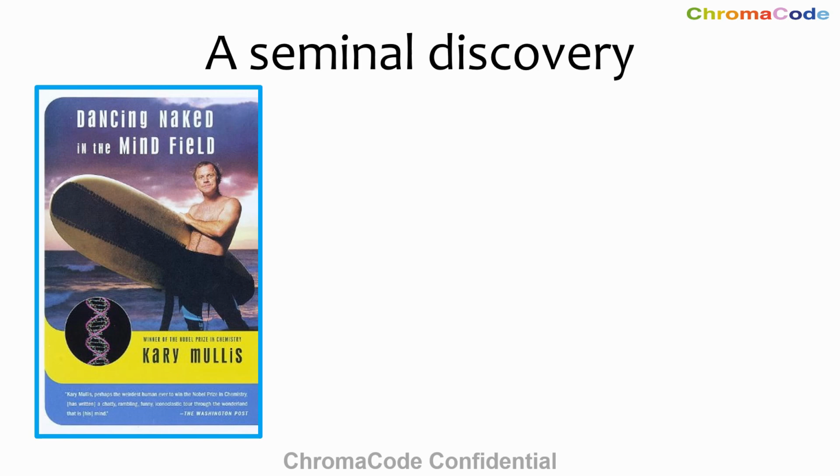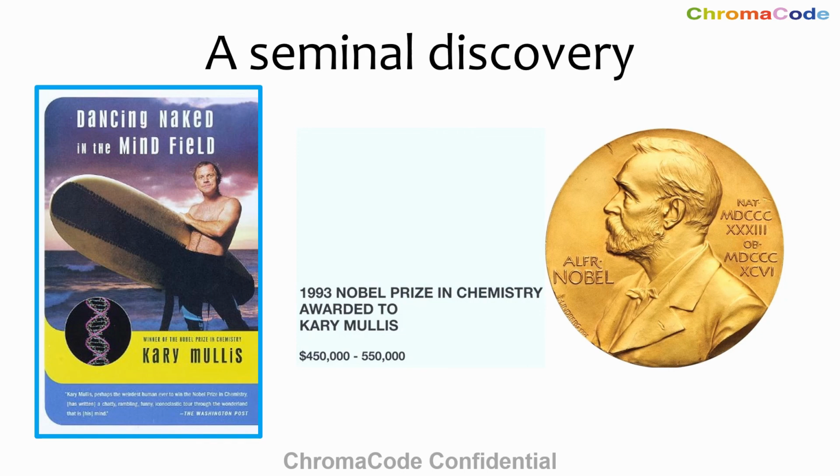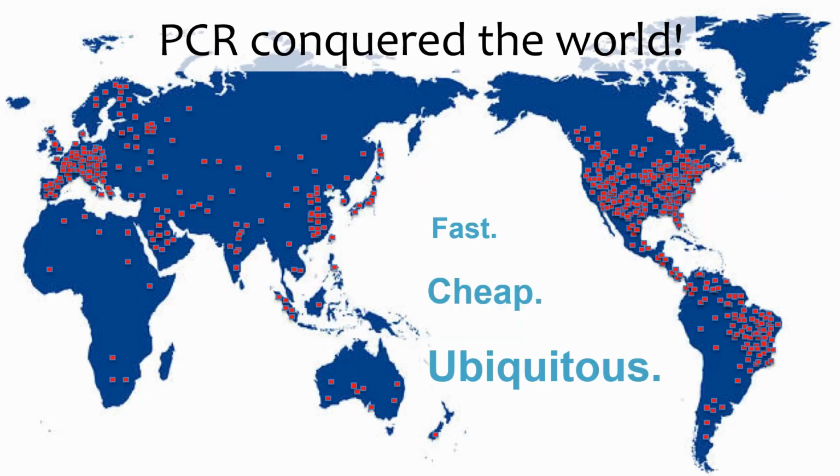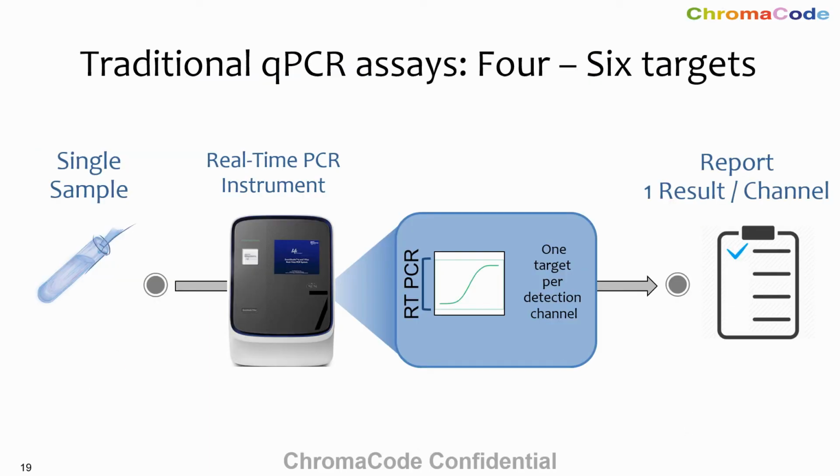As you guys know, PCR was a seminal discovery. Kary Mullis came up with the concept while on a memorable road trip up in Northern California. And it's fundamentally changed the way we perform microbiology. In fact, PCR has conquered the world because it's fast, cheap, and ubiquitous. In traditional qPCR instruments and assays, you can measure 4 to 6 things per reaction, 1 per color channel. Although the instrumentation is ubiquitous, it is critically limited in the number of things it can measure at once.